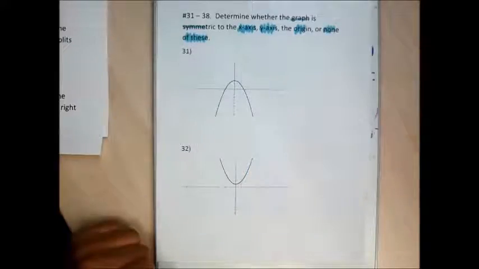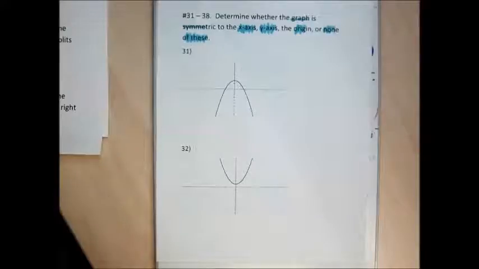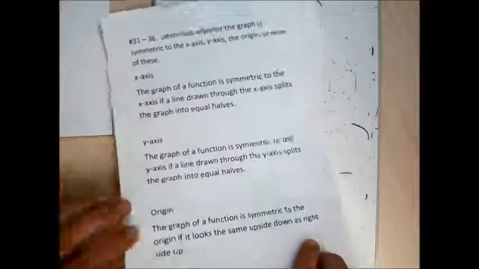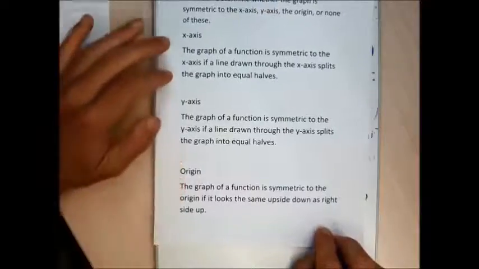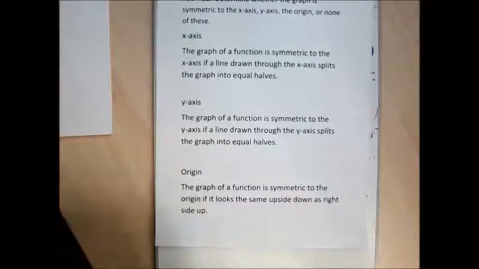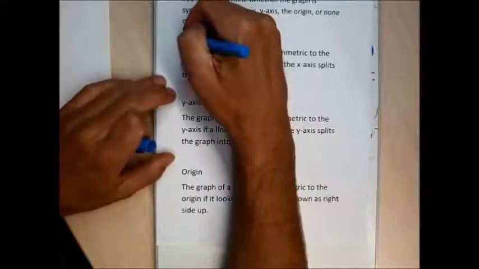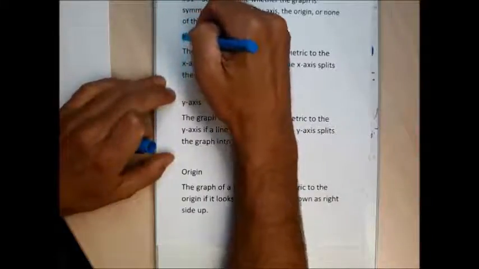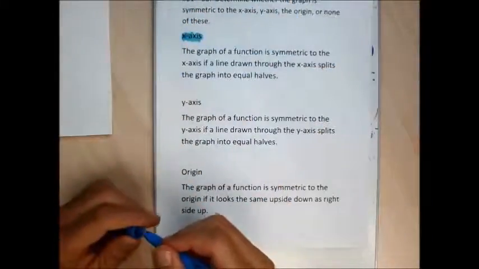That might be completely obvious without any explanation, but I feel obliged to do a little bit of explanation, and so I'm going to talk about what it means for a graph to have the different kinds of symmetries that we're looking for. So there are three types of symmetries that a graph could have. The first one I'm going to talk about is symmetry to the x-axis.